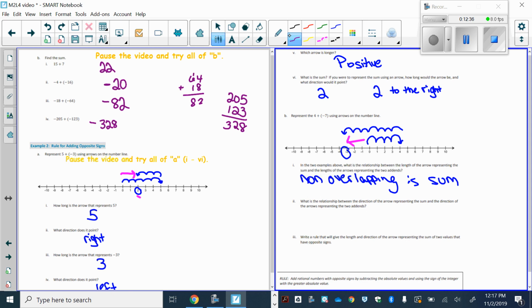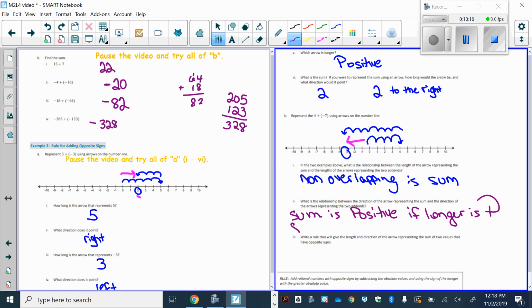So the takeaway here, the sum is positive if the longer arrow is positive. It may not be the first one, it may not be the second one. There's no rhyme or reason to that. But in the first problem on the left of the screen, the longer arrow was positive, and our answer is positive. On the example on this screen, the longer arrow was negative, and the answer is negative.